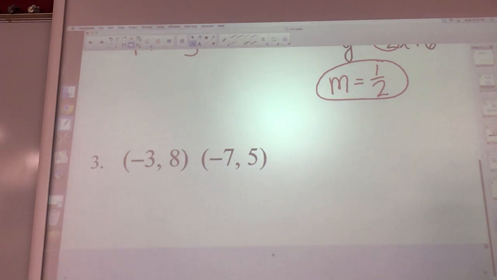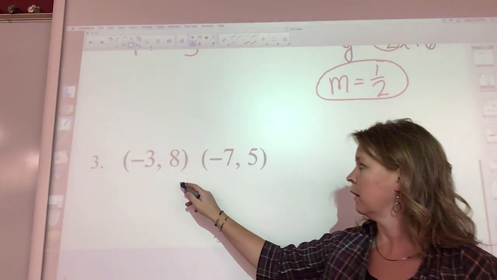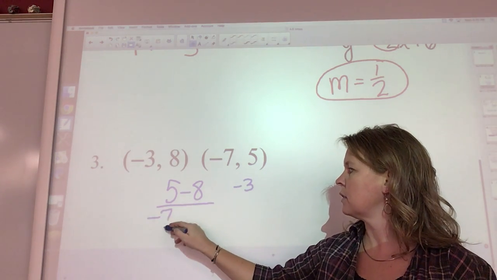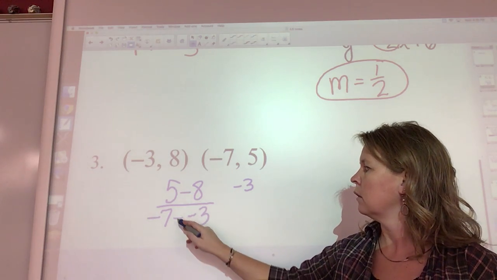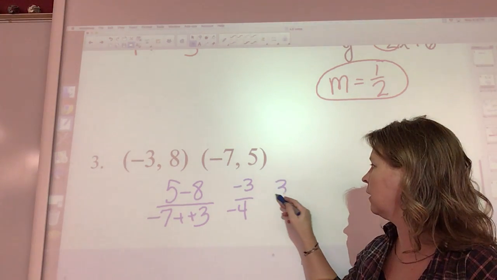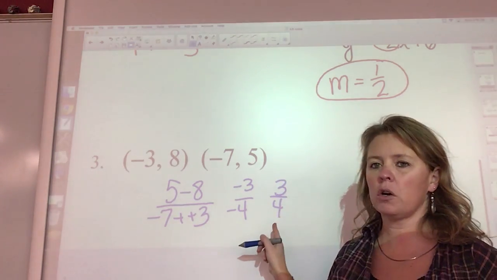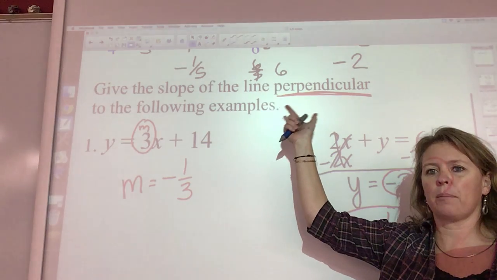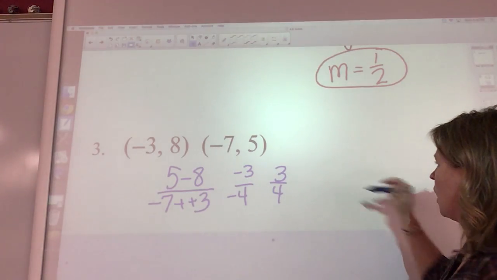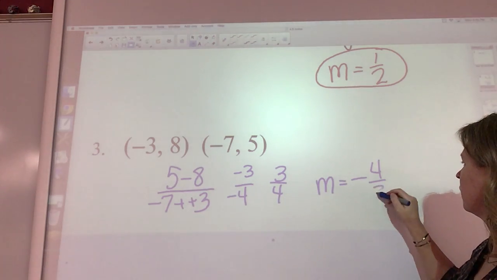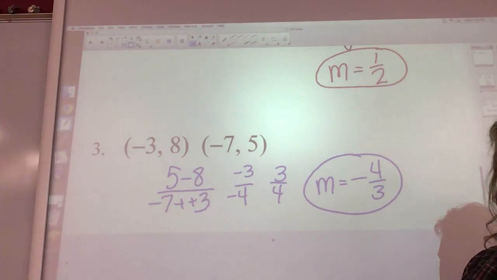Next. Oh, this should look familiar. We just found this slope on the previous lesson. But let's find it again. 5 minus 8 is negative 3 over negative 7 minus negative 3, which is negative 4. Don't leave it like that. A negative divided by a negative is a positive. This is your current slope. You want a new slope. Give the slope of the line that's perpendicular to this example. What is our new slope? The opposite of a positive, which is a negative, and the reciprocal of 3/4, which is negative 4/3.